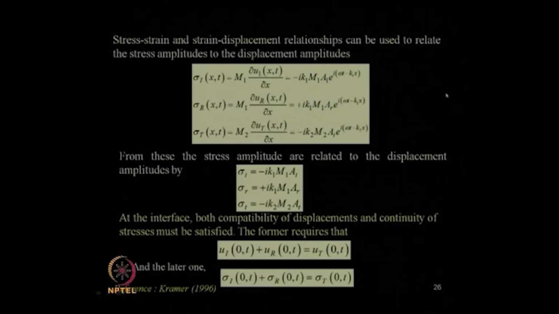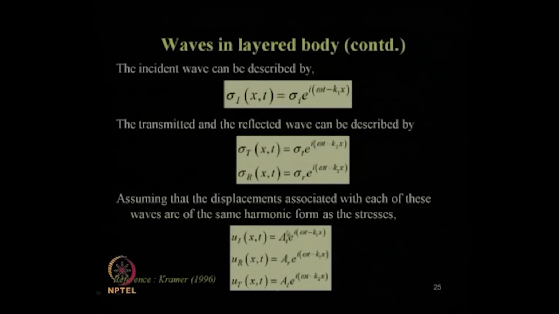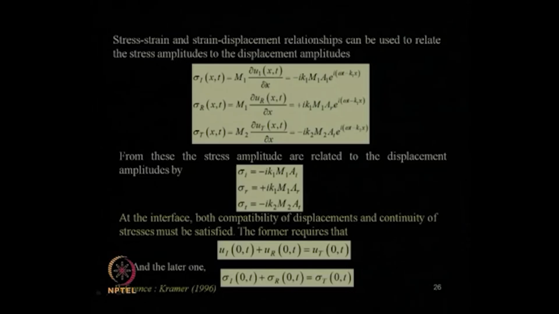So, just putting this expression of u I like this, if you do a partial derivative of this with respect to x, only x you are differentiating, not with respect to time. So, remember that. It will give us this component, because this k 1 comes out. So, I times k 1, that is why minus I k 1 came out, m 1 was already there, a 1 was the amplitude, this is a I, remember. This is m 1, this is k 1, this is a I, and this function.